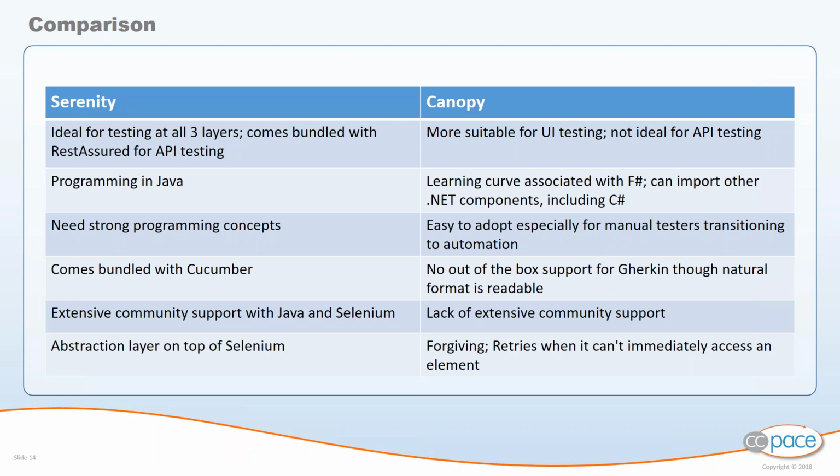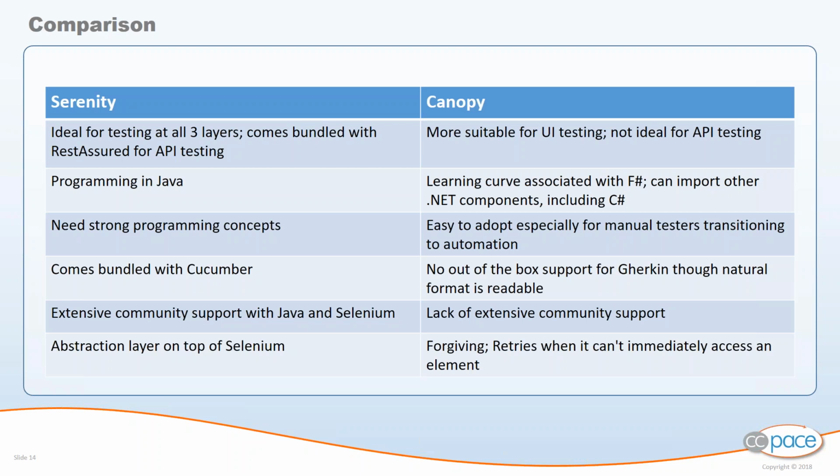There's no out-of-the-box support for the Gherkin BDD format. But as hopefully you saw, the natural format of the tool is very readable. As far as community support, compared with Serenity, there's not a big community, but there's plenty of support for getting started with basic UI testing. There are also many extensions available on the web to help with common tasks.